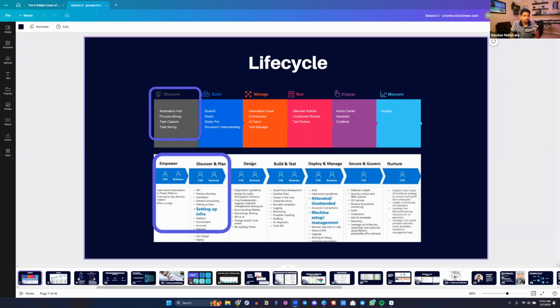Perfect. Though I don't know what the difference is between bot as a service or RPA as a service, but okay. All right, perfect.